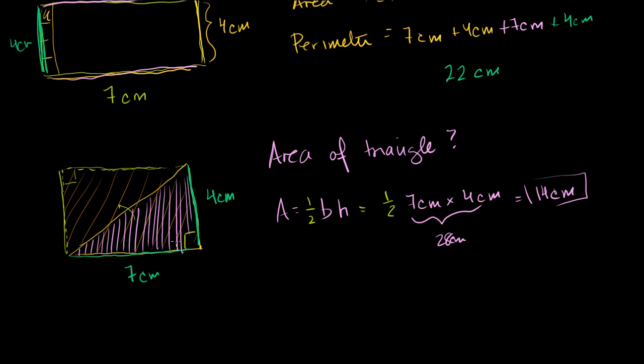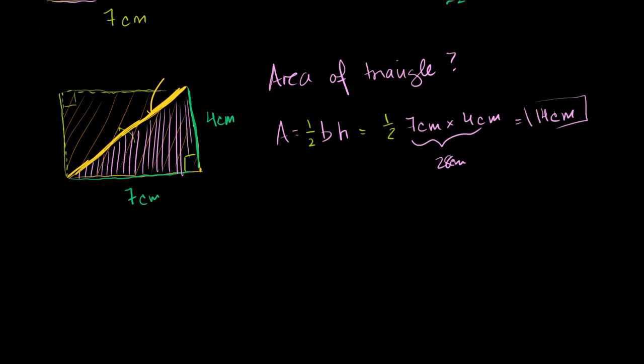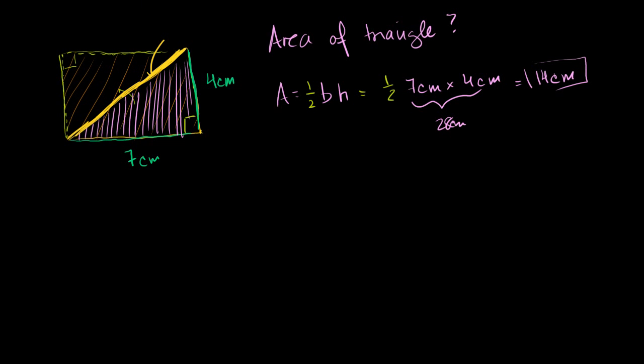Now, the perimeter of this triangle becomes a little bit more complicated, because figuring out this distance right there isn't the easiest thing in the world. Well, it will be easy for you once you get exposed to the Pythagorean theorem. But I'm going to skip that right now. I'm going to leave that for the Pythagorean theorem video. But let me just give you one more area of a triangle.